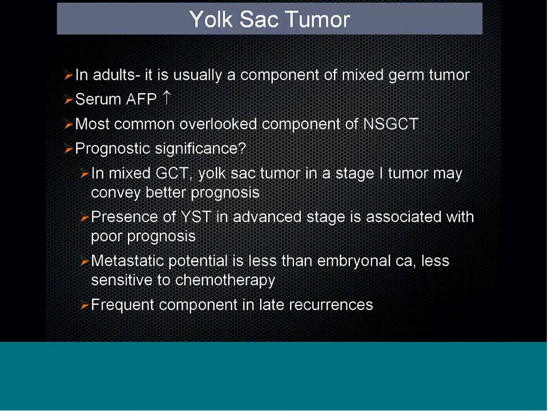Yolk sac tumor is usually a component of mixed germ cell tumor. It's more unusual to see Yolk Sac tumor as a pure component. It is associated with an increase in serum alpha-fetoprotein. For importance in pathology, it's the most commonly overlooked component of non-seminomatous germ cell tumor. It's important to find the Yolk Sac component in the orchiectomy specimen. It has a better prognosis if the tumor has more Yolk Sac tumor in stage 1 patients.